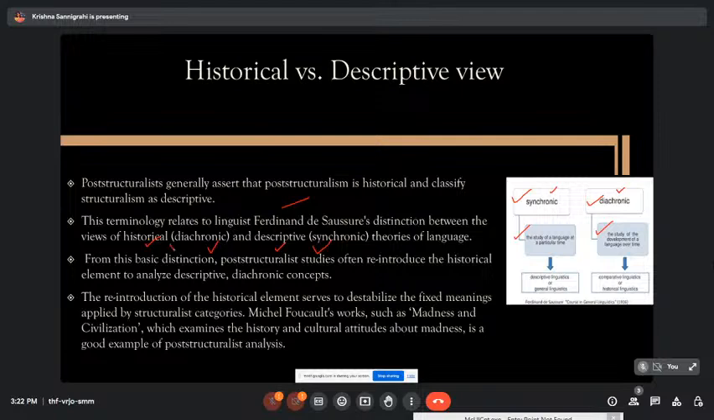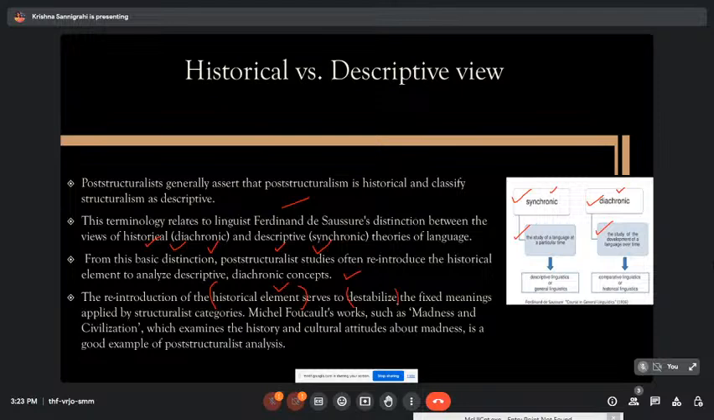And when we are talking about diachronic, it refers to comparative linguistics or historical linguistics, which is talking about a complete timeline. So post-structuralist studies often reintroduce the historical element to analyze descriptive concepts. The reintroduction of the historical element serves to destabilize the fixed meanings applied by structuralist categories. Michel Foucault's works such as Madness and Civilization, which examines the history and cultural attitudes about madness, is a good example of post-structuralist analysis. So the change which comes in post-structuralism is the inclusion of the historical element, and as a result of this, what happens is that it destabilizes something.